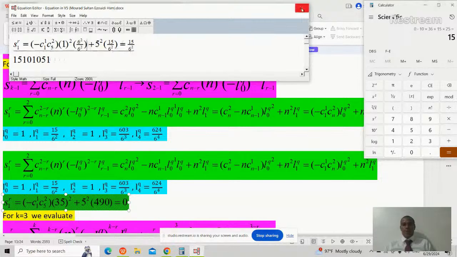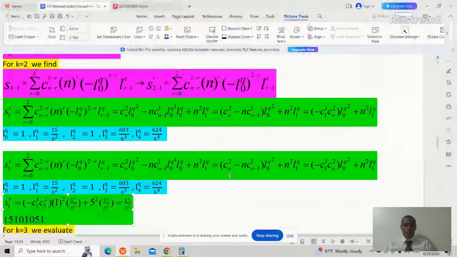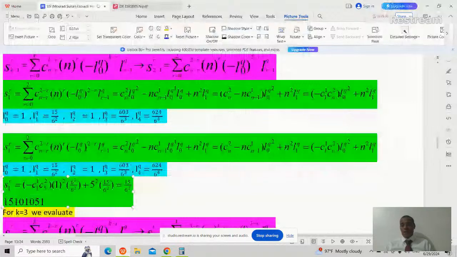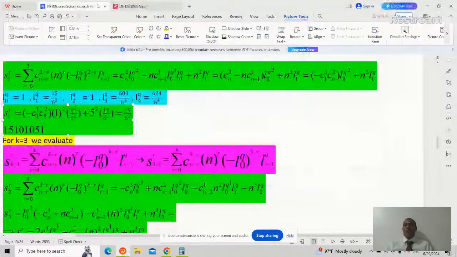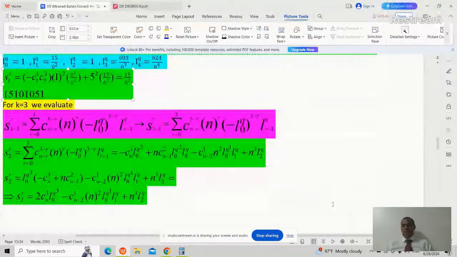Okay. Now we calculated the value of S1. It remains now for us to find the value of S2. You just put, learners, what? You just put k equal to 3 to evaluate S2, okay? Therefore, this is called the discriminant formula of Mourad Sultan Ezouidi, okay?